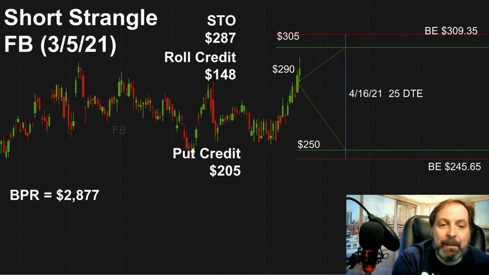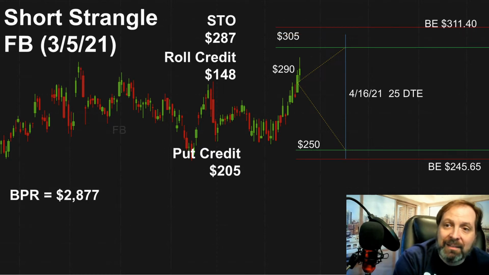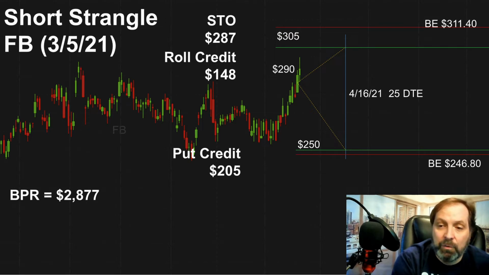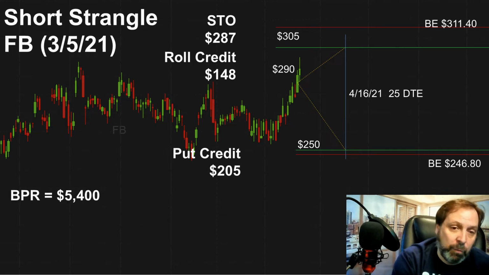I collected a credit of $205, neutralized my deltas, and that increased my break even on the top side to 311, and my break even on the bottom side is now 246.8. Okay, so this looks good, but when I sold an extra put, it cost me a little bit of extra buying power. So instead of 2877, my buying power reduction went up to 5400. So that's the total amount that I have on reserve with my broker for this trade. So I'm pretty happy with it. It's kind of neutral-ish, and I have a good window. I have 25 days till expiration. Let's see how it works out.